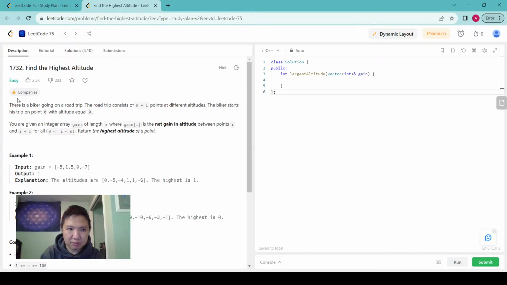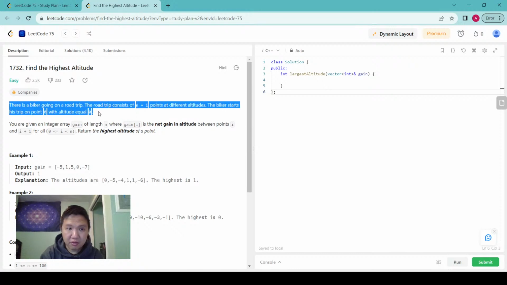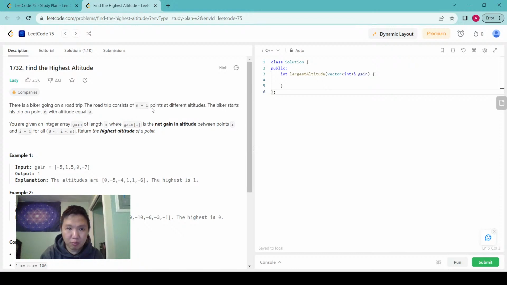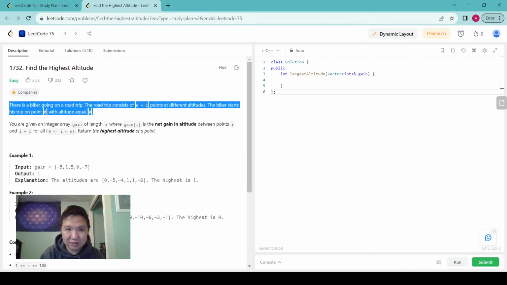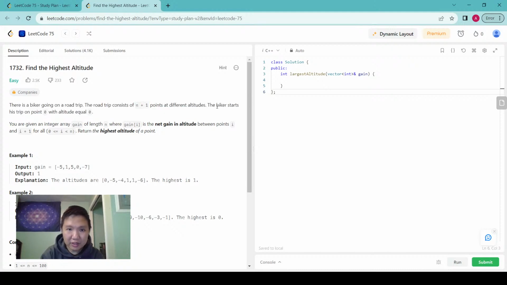So let's look at the problem. Find the highest altitude. There is a biker going on a road trip. The road trip consists of n plus 1 points at different altitudes. This is kind of funky to me. I'm not sure why n plus 1. Okay, the biker starts at point 0 with altitude equal to 0.